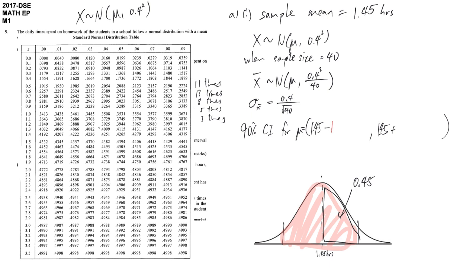That's why we take 1.645 times the SD of the sample mean. So the SD of the sample mean is 0.4 divided by square root 40. Similarly, on the right-hand side, 1.645 times the SD of the sample mean. The interval is approximately 1.3460 to 1.5540, correct to 4 decimal places.